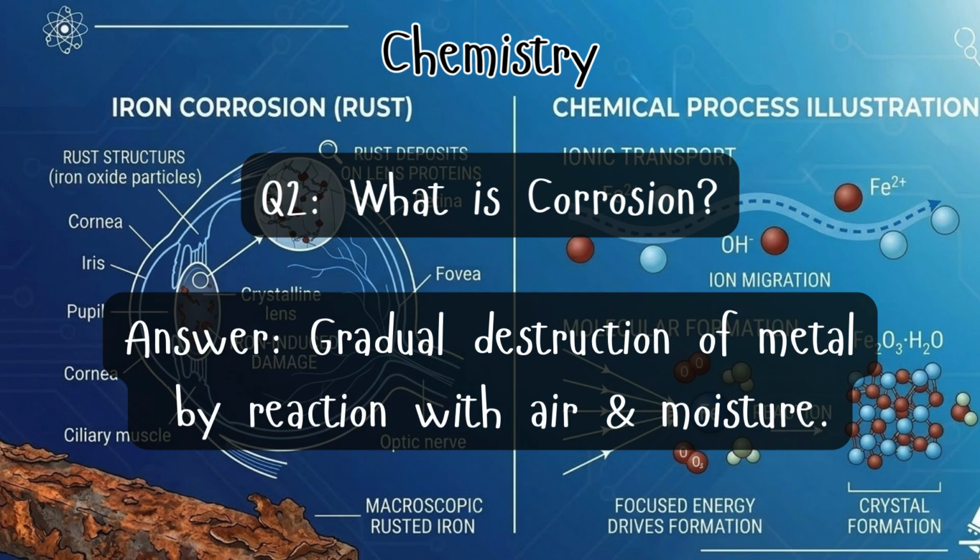Now, from chemistry, the question is, what is corrosion? Students often write a very long answer, but in boards, you just need the correct definition with an example. The answer is gradual destruction of metal by reaction with air and moisture. An example is rusting of iron, where iron reacts with oxygen and moisture to form hydrated iron 3 oxide.